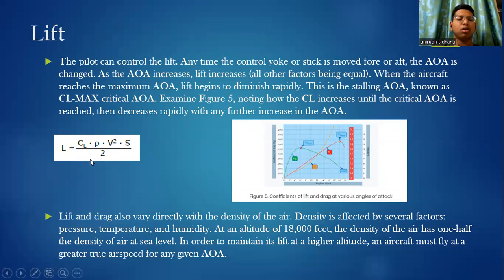This is the lift equation. Lift and drag also vary directly with the density of the air. Density is affected by several factors: pressure, temperature, and humidity. At an altitude of 18,000 feet, the air has only half the density of the air at sea level. In order to maintain its lift at a higher altitude, the aircraft must fly at a greater true airspeed for any given angle of attack.